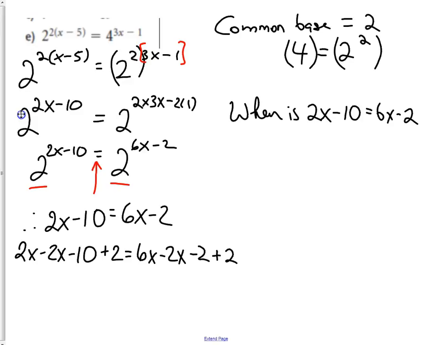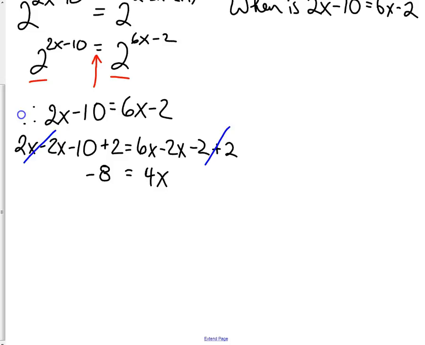Okay, and that produces 0 here. And now it produces like terms, which can be simplified, -8. And then my next strategy, of course, is to divide, so I can get a factor of 1. -8 over 4 equals 4x over 4, which is x, so -2 equals x. So that's what I think the value of x is.